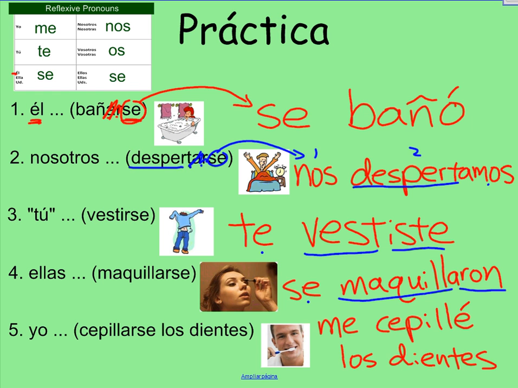And then número 5, yo cepillarse los dientes. Because it's the yo form, we have this me. And then after taking off the se, take off those last 2 letters on the rest of the infinitive, gives us the stem of cepill. É con acento because it's yo form, the preterite tense. And then we copy the rest of the words here, los dientes. So I brush my teeth, me cepillé los dientes.